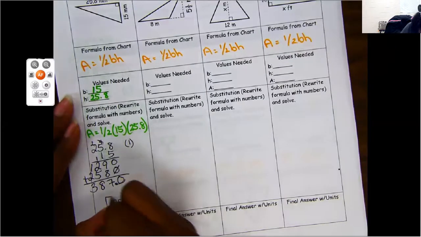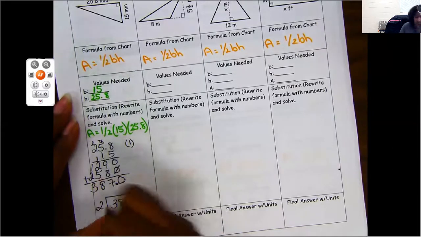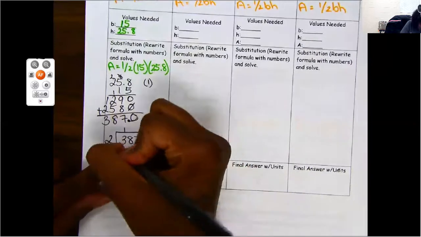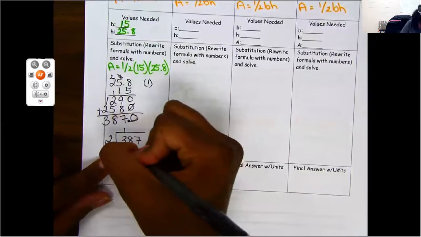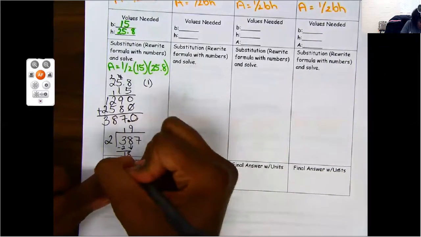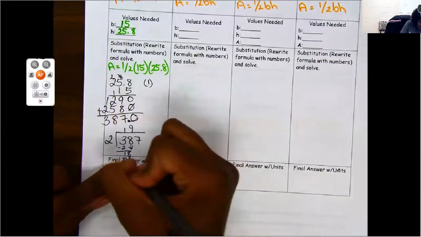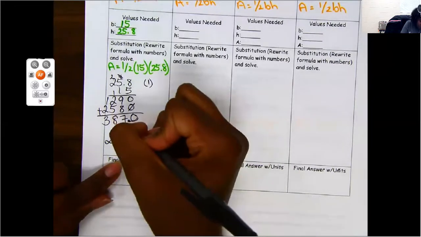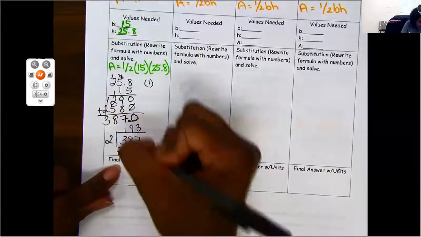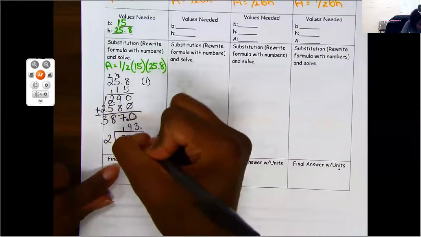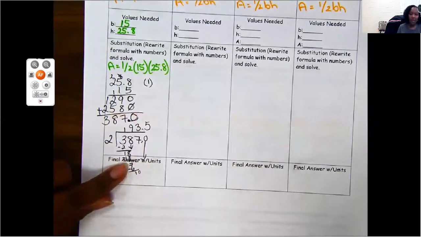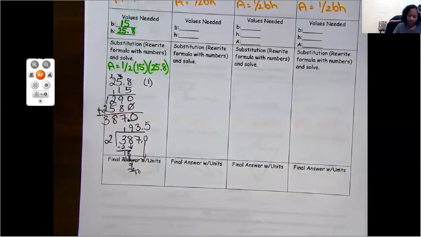387, and I'm going to divide that in half, which is dividing by 2. 2 goes into 3 1 time. 2 goes into 18 9 times. Running out of space, sorry. 7 left over. 2 goes into 7 3 times with 1 left over. Decimal. 2 times 5 is 10. All right, got a little messy there, but we got our final answer.